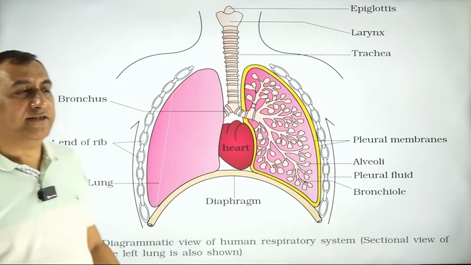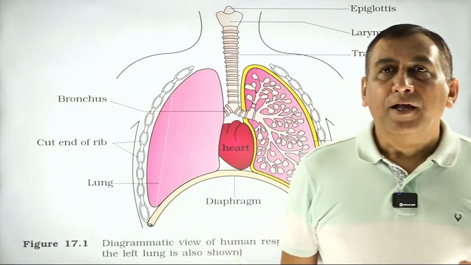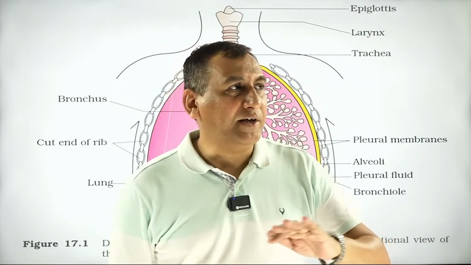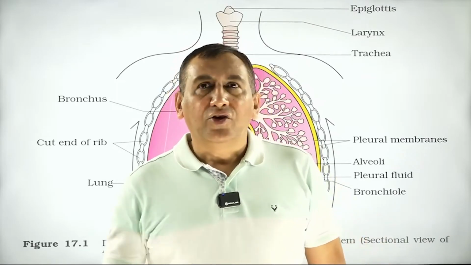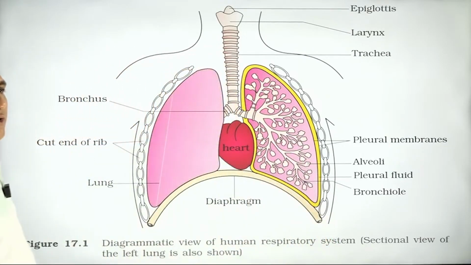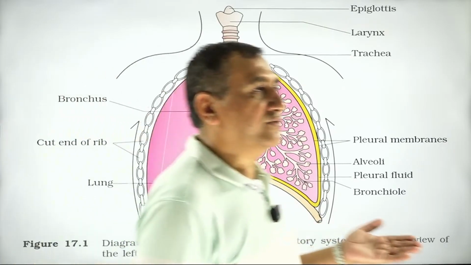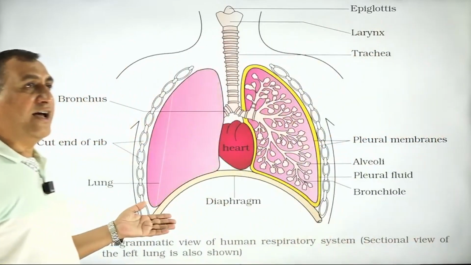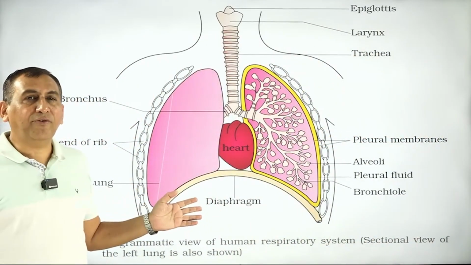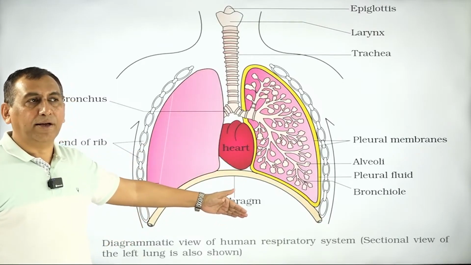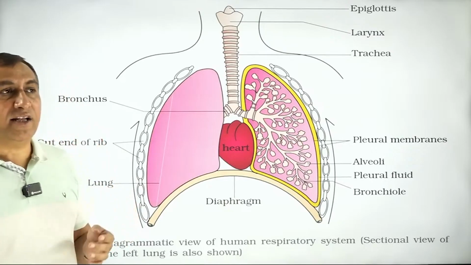Now, second question, please listen. What is the partition between the thoracic cavity and the abdominal cavity? What is the name of the structure? Who is dividing the thoracic cavity and the abdominal cavity? Yes, very good. That is the diaphragm. Diaphragm is the structure which is dividing the upper cavity from the lower cavity. Diaphragm. I am coming to the last point.